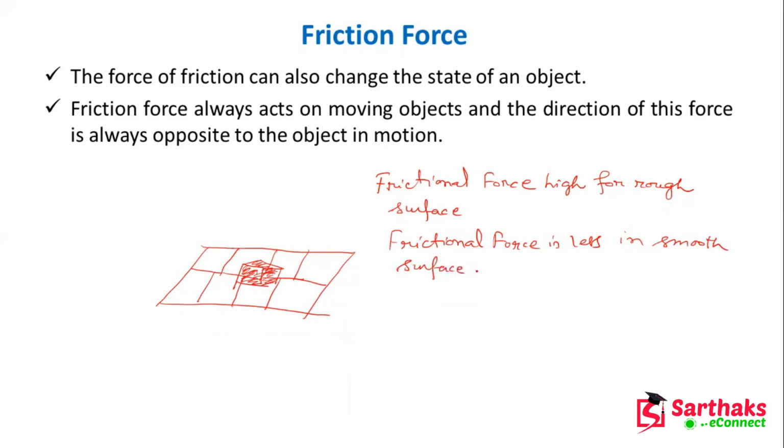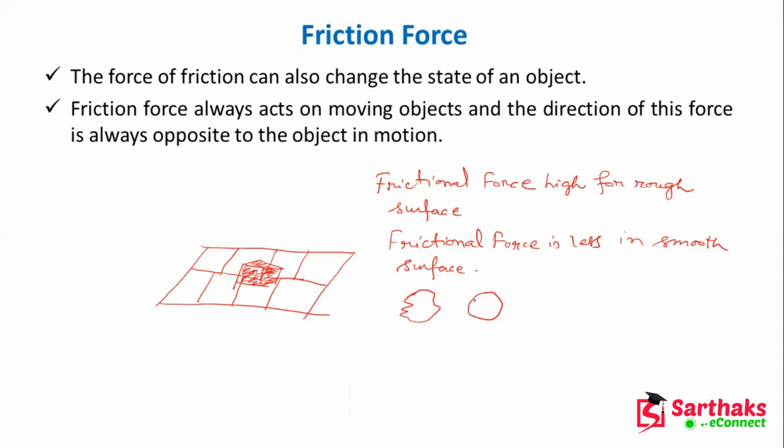Another thing, the frictional force depends not only on the surface of the ground or the floor, it also depends on the object surface. Suppose I have an object here like this, and I have an object like this. Here you can see that this surface is not smooth, but in this object the surface is smooth. So at that time also it is the same responsible thing for the frictional force.